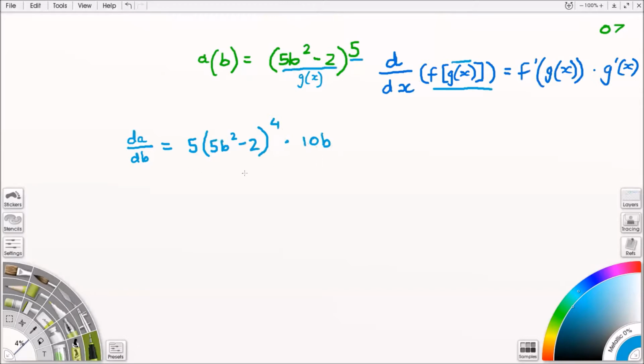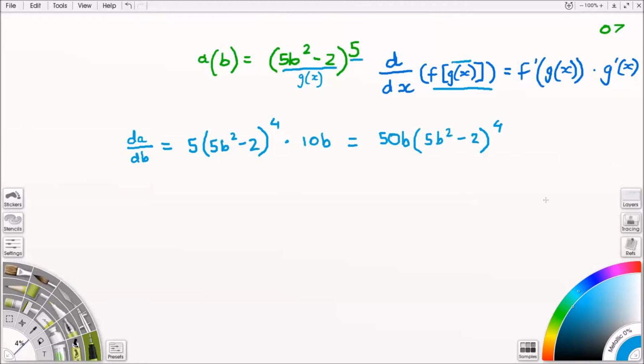So now we just simplify it. This here can go across, and multiplying these together, it becomes 10b. Ooh, got that wrong. 50b times 5b squared minus 2 to the power of 4. So I would say that this here now is the derivative of this function here.